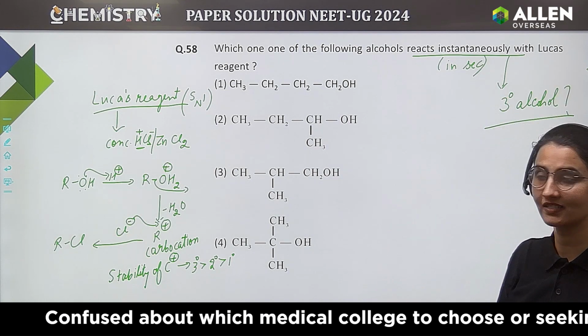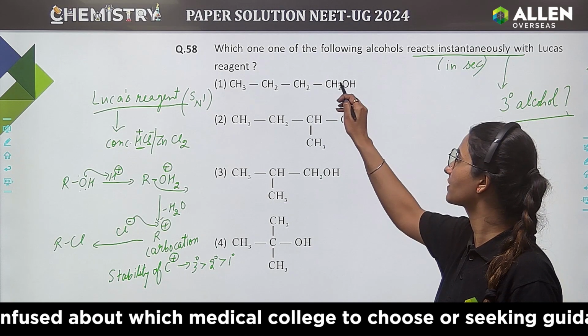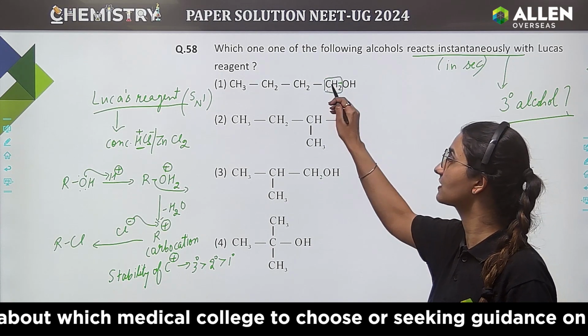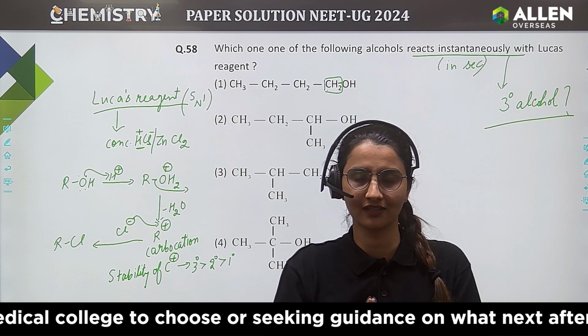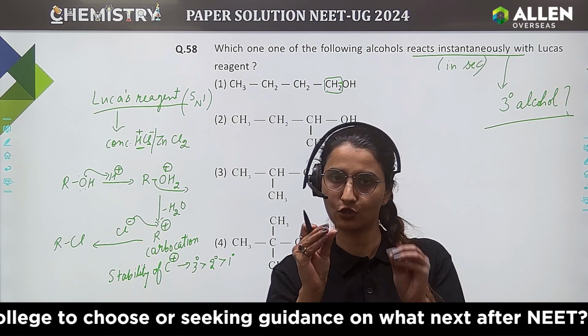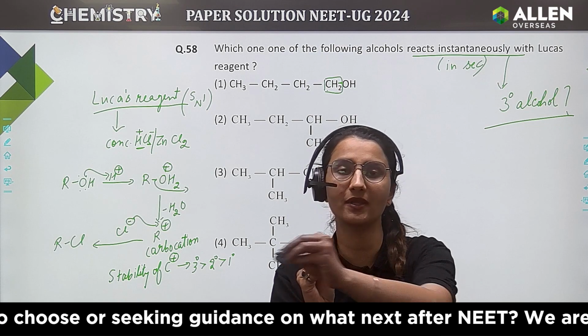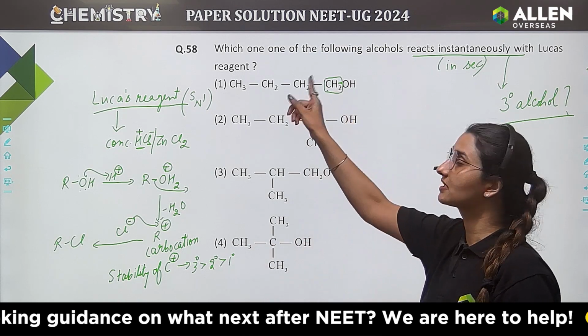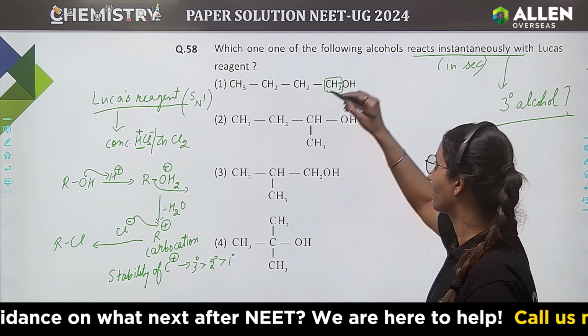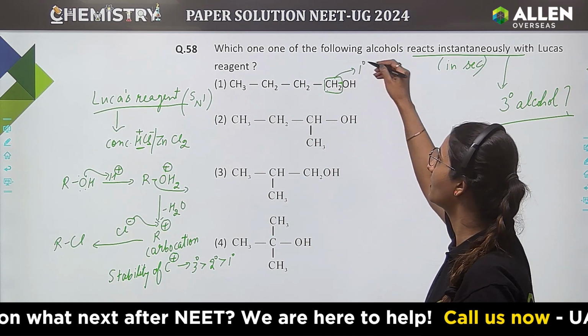See, how do you check the degree of alcohol? We check the carbon having OH is directly attached to how many other carbons. This carbon having OH is directly attached to only one other carbon. So students, it is your 1 degree alcohol.